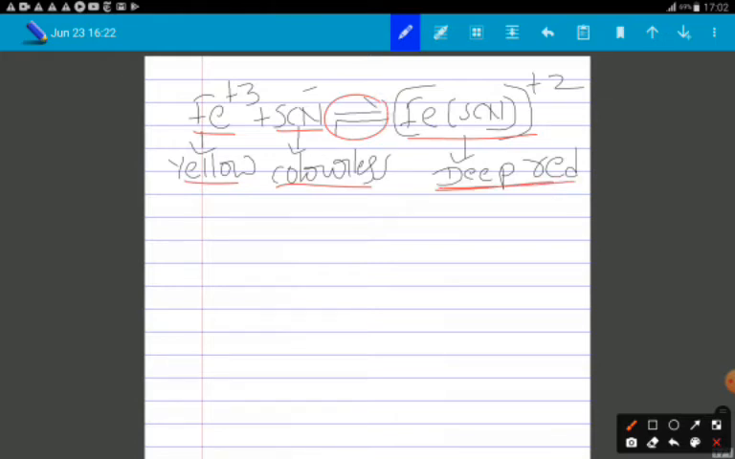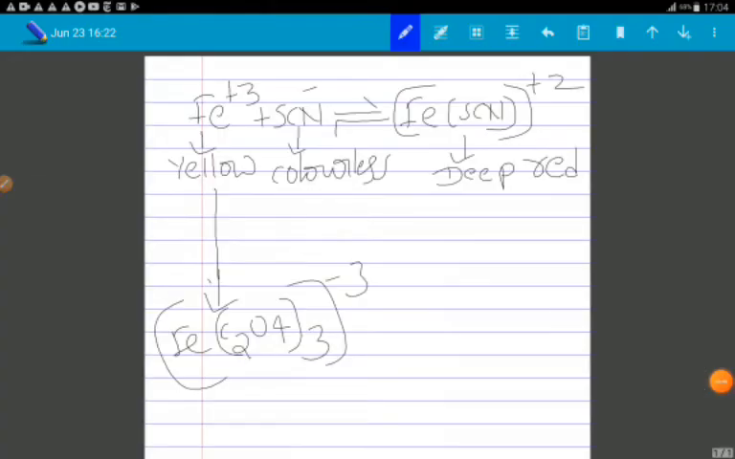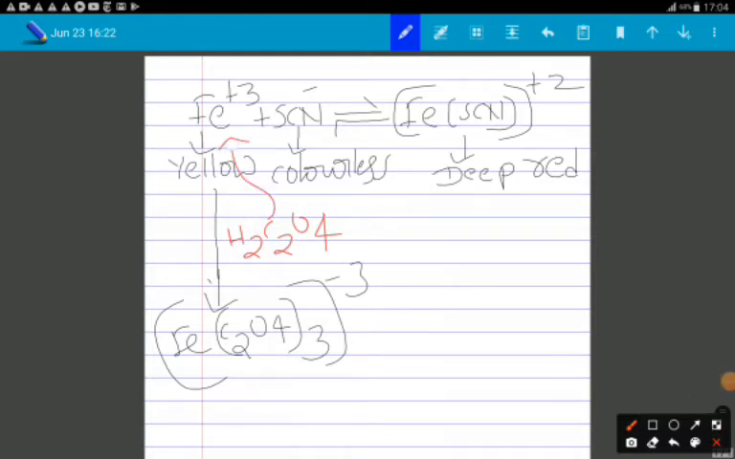Now if you want to change the equilibrium, you are going to add one reagent. For example, if you add oxalic acid, H2C2O4, this oxalic acid is going to react with the Fe3+ ions and you are going to get a complex. So once you add the oxalic acid, it reacts with the Fe3+ ion and gives this complex.